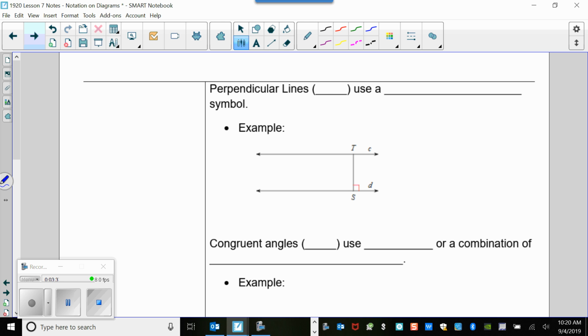Perpendicular lines have the upside down capital T, and they use right angle symbols in the diagram. So this one is already drawn in for you right there. And in this example, I would say segment TS is perpendicular to line D.